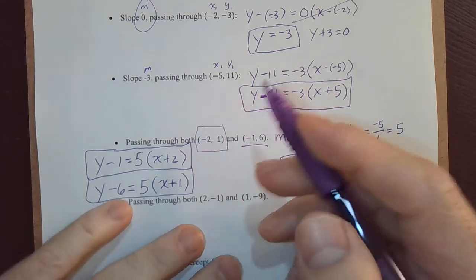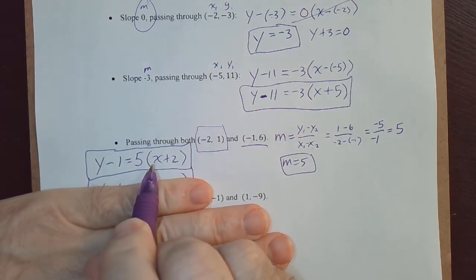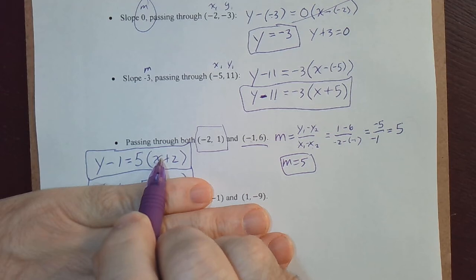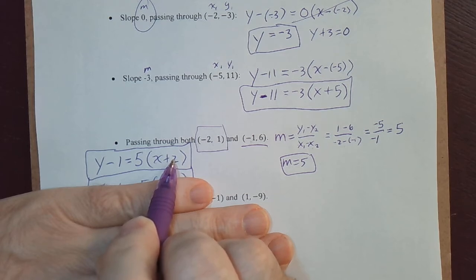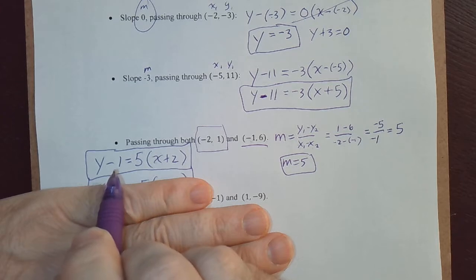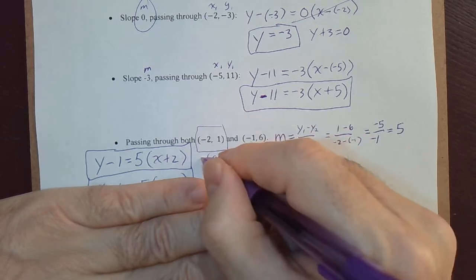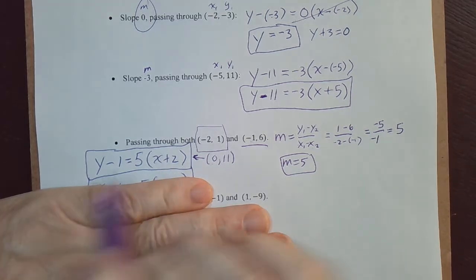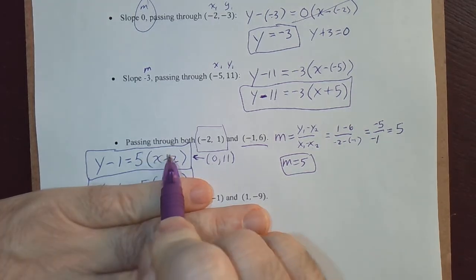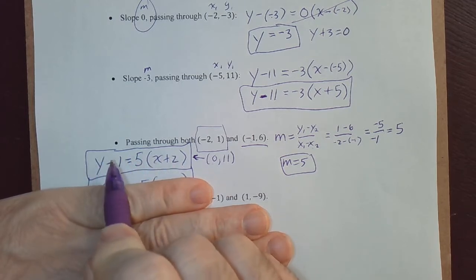Let's see. We could verify that by choosing an ordered pair. If x were a 0, what would y be? If x were a 0, we would have 5 times 2. We'd have 10 on the right-hand side, and we'd have y minus 1 equals 10, which means y would be 11. So all I'm doing here is a sanity check. 0, 11 is on this line, because if we replace x with 0, we get 10 on the right-hand side, and if we replace y with 11, we get 11 minus 1, we get 10 on the left-hand side.